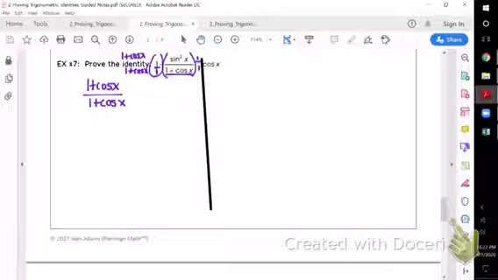Alright, so either way, I get 1 plus cosine of x over itself, one second here, I got something weird happening on my iPad. Alright, so minus, that's sine squared of x over 1 plus cosine of x.